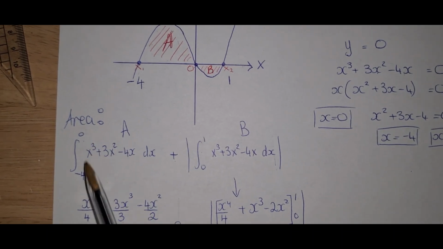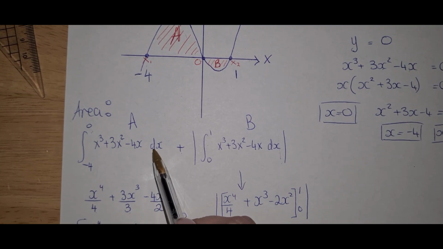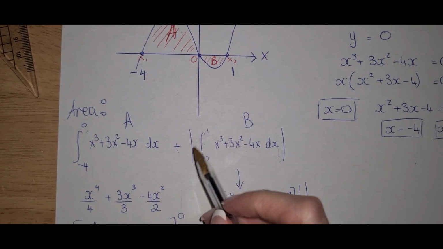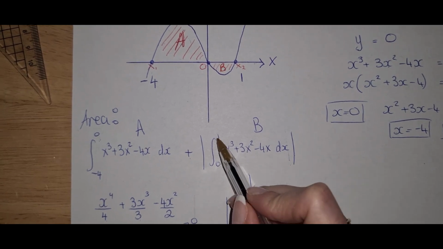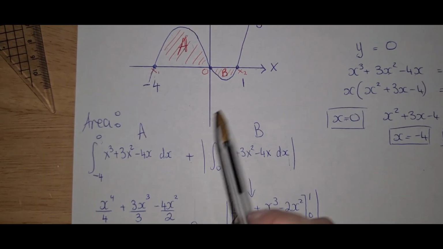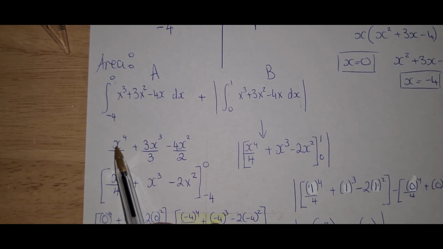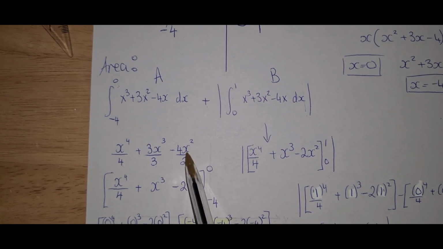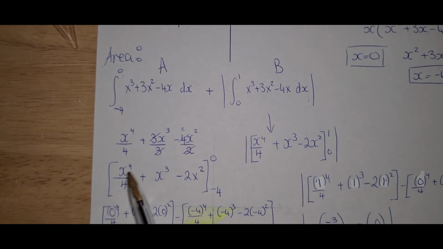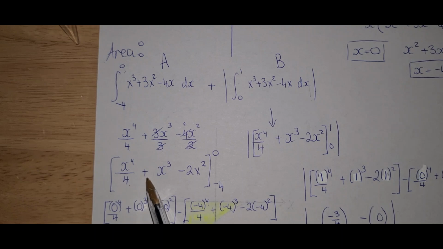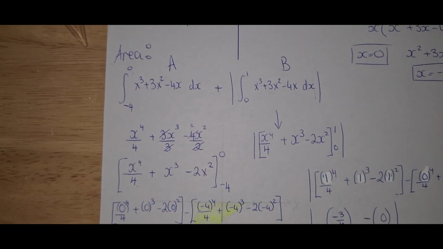Okay, so it's going to be the area of region A first. So it's the integral of your cubic function, dx, from -4 up to 0, plus the absolute value of the integral of your cubic function, dx, from 0 up to 1. So that's lower interval, upper interval for region B. So I go off and I integrate that cubic function and I will get back this quartic function. And I'm just going to tidy it up because 3 would divide into 3 once and 2 goes into 4 twice. So you get x to the power 4 over 4 plus x cubed minus 2x squared. And that's your integral of the original function.